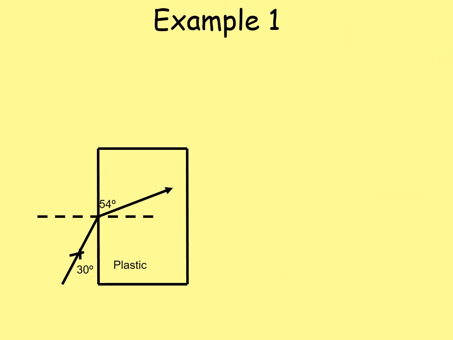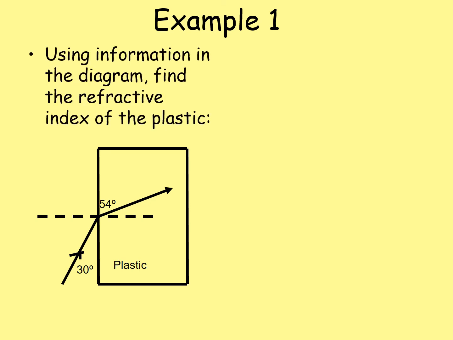Example 1. In this diagram, we see light incident onto a plastic block and it is refracted. This is a common diagram seen within the Higher, particularly in the multiple choice questions, and we need to use the information in the diagram to find the refractive index. First thing we need to determine is the angle of incidence and the angle of refraction.